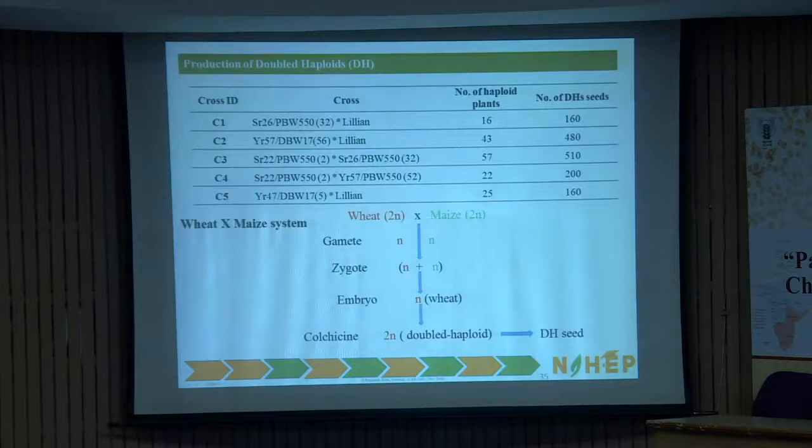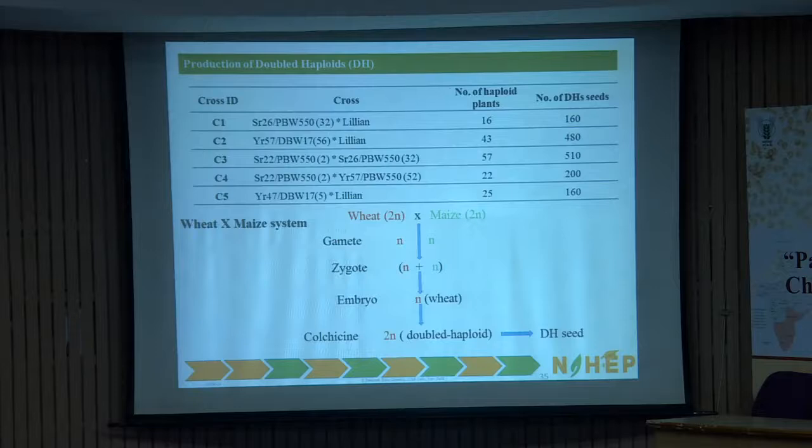So one more method was double haploid, as we call it in wheat. We have a wheat-maize system of double haploid. So there are two genes, one in P1, one in P2. You have to cross and make back crosses, six generations of back crosses. Then you will get a fixed line for those two genes.